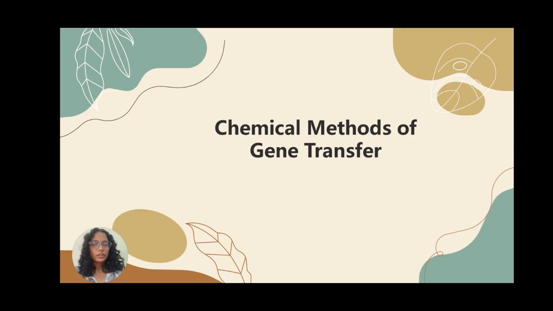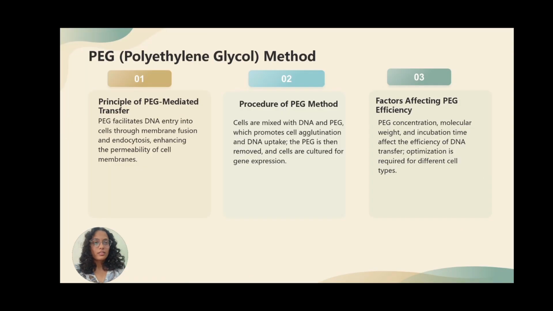Now chemical methods of gene transfer, as the name suggests, are those where we couple our gene of interest with some chemical agent in order to facilitate the incorporation of the gene of interest into the host cell. Let us study three major methods, one of which is polyethylene glycol mediated gene transfer. So polyethylene glycol, PEG, is one of the most widely used chemical methods of gene transfer.